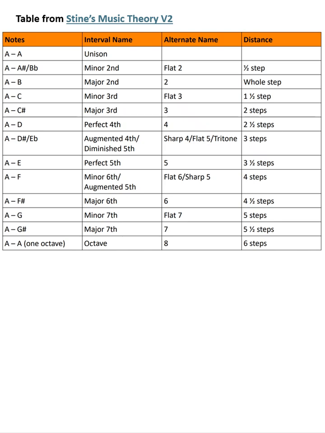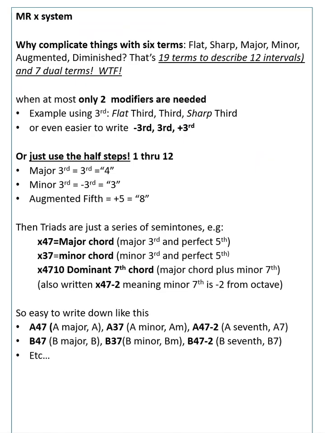step, or one semitone. So what bothered me about all this is that there's an interval name for all of these intervals. They could actually be used as alternate names, and there's really no common sense to it, in my opinion, when it really is just a set of semitones on the right. One semitone or a half step, two semitones or a whole step, three semitones or 1.5 steps, etc. So my question is, why do we complicate all these things with knowing words like flat, sharp, major, minor, augmented, diminished? It turns out there's 19 different terms to describe just 12 intervals, and in many cases the terms are used multiple ways. Okay.